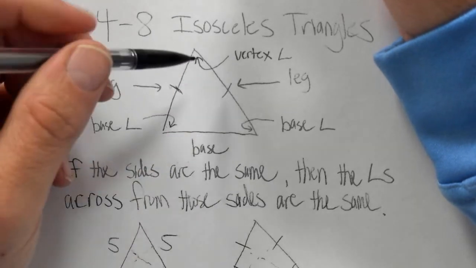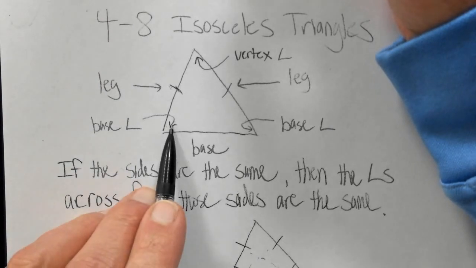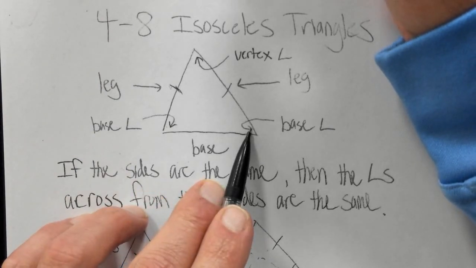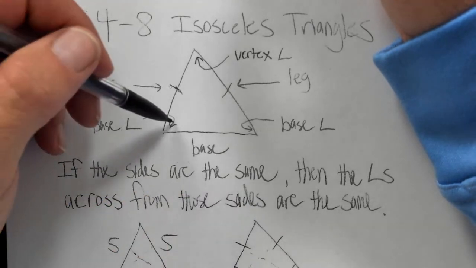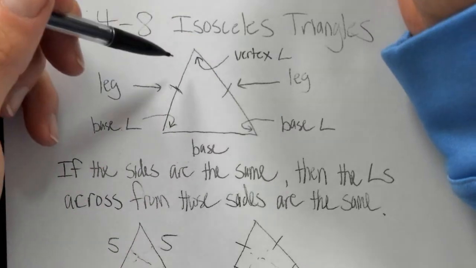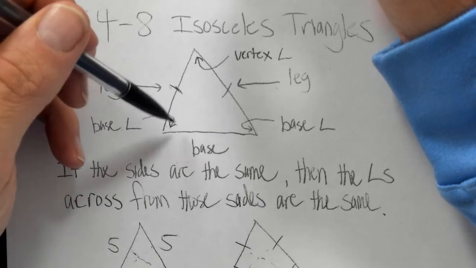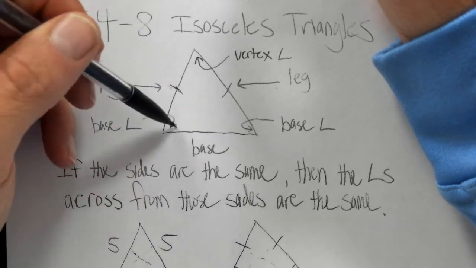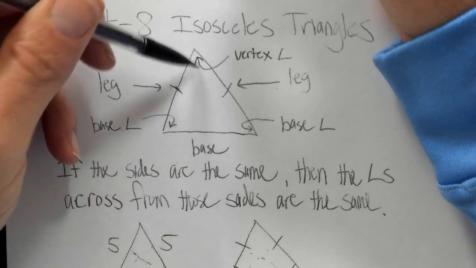Let's talk about the angles of an isosceles triangle. The two angles that are connected to the base, those are called your base angles, and we have them labeled here as such. And then the third angle is called the vertex angle. Alright, so in an isosceles triangle you have two legs that are the same and a base, and you have two base angles that are connected to the base, and then the angle across from the base is the vertex angle.